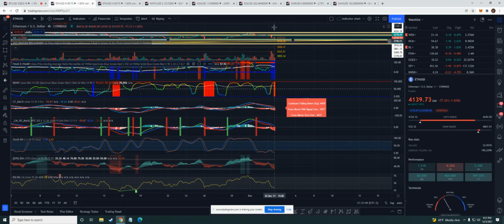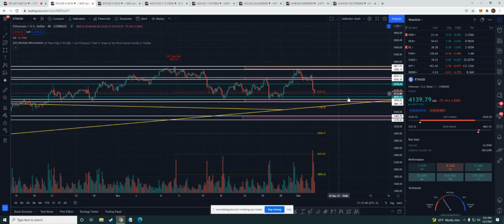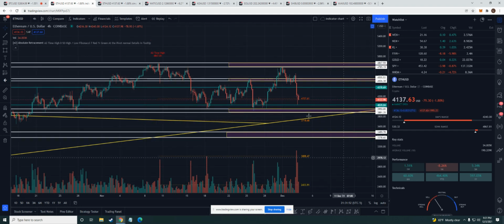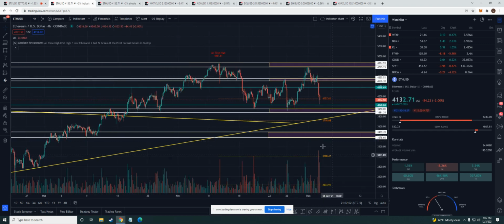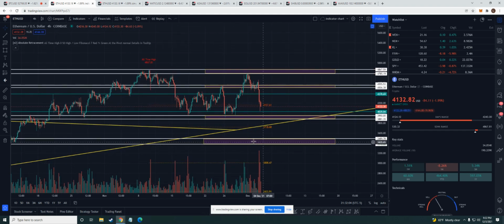But I did like Ethereum, and we did make a nice move in Ethereum, but we got rejected right at the spot, right where I had my lines drawn up here. We got rejected here, and that was a bad sign. And this pullback big time. We are hitting some nice points here. We're in my rejection zone here. Here's another zone. Or actually, I should say this is support. I'm sorry, support here. I'm looking in this range.